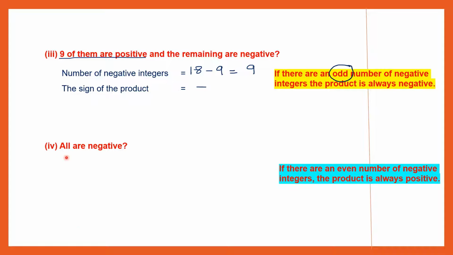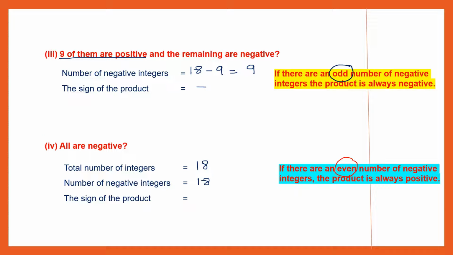Now, what if all are negative? So how many integers are there totally? There are 18 integers totally. And how many negative integers are there? They're all negative. That will also be 18 because the question says all are negative. So 18 negative integers, and 18 is an even number. That means the sign of the product will be plus, positive. If it's an even number, the sign is positive.